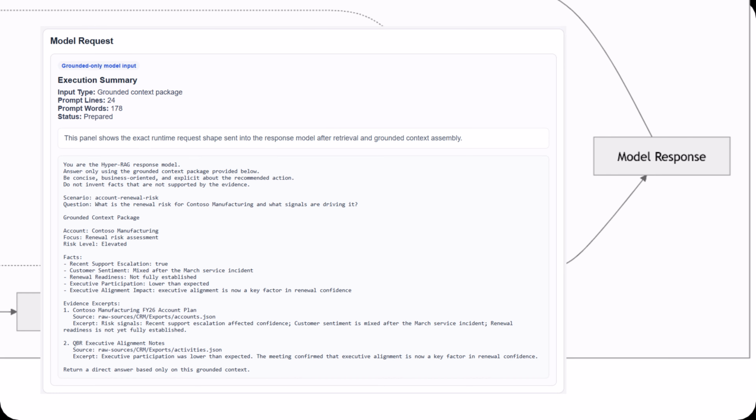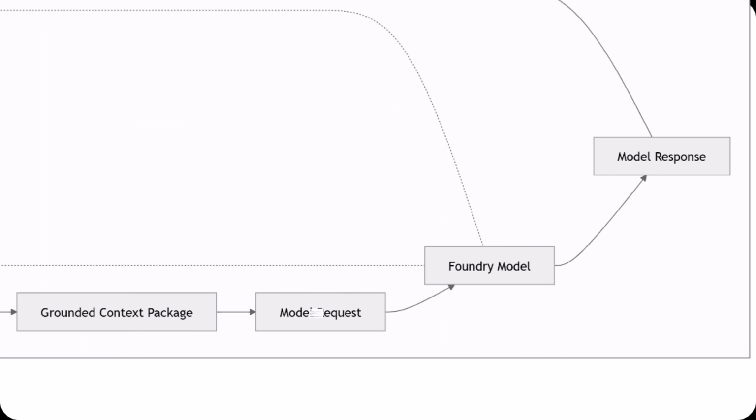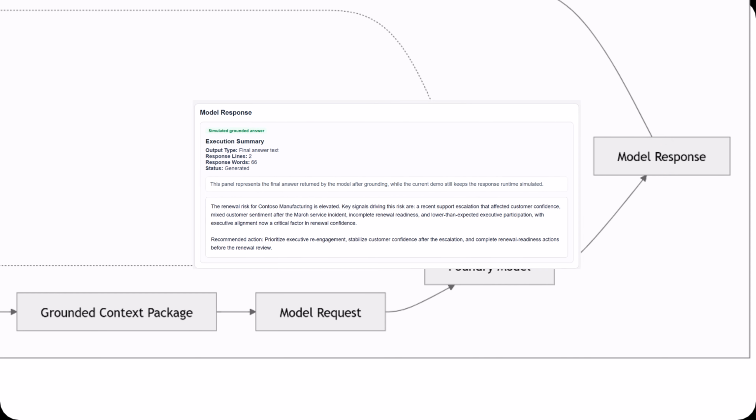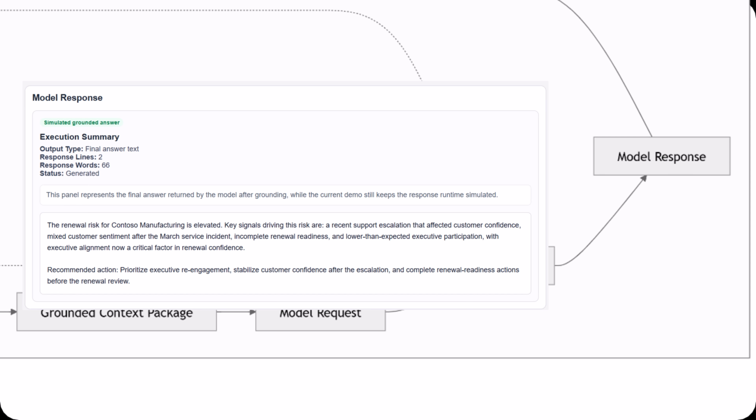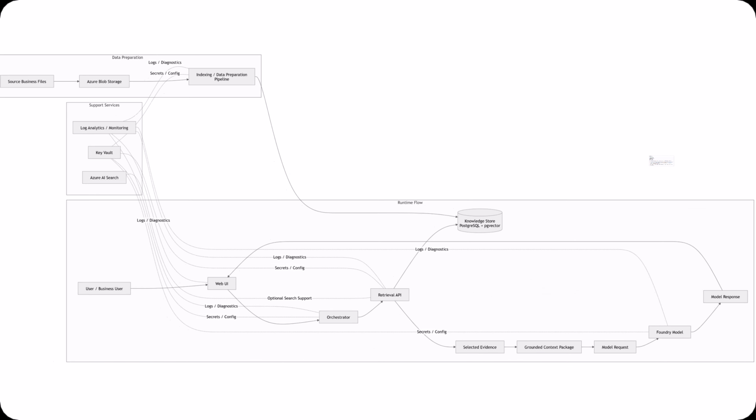It receives precise rules and a carefully prepared context. Finally, the model returns the final answer. In this demo, that final answer can be controlled by scenario. But it is very important that it remains consistent with the grounded context package and with the model request.